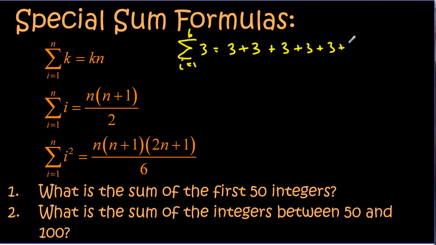I need one more. And we know that that would be 18. But we've got here 6 3's, so it's n times k. So that's this formula here. Let's look at an example of what this is doing.